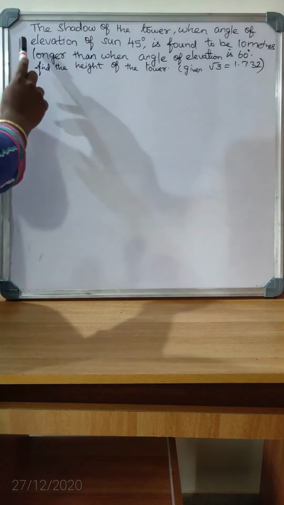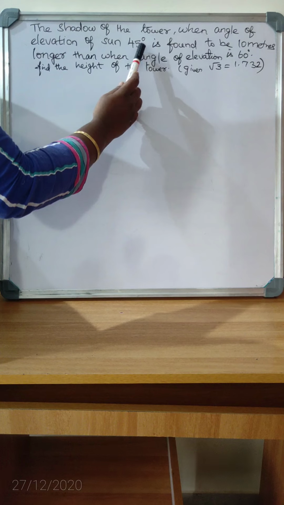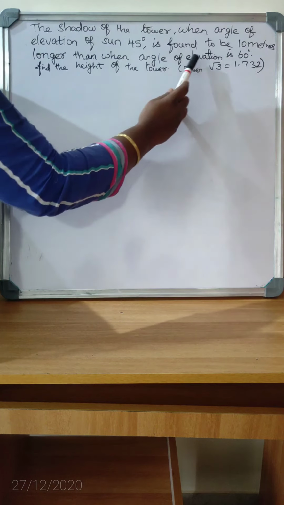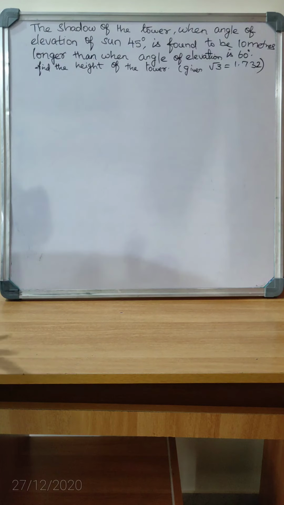The first question is: the shadow of the tower when the angle of elevation of the sun is 45 degrees is found to be 10 meters longer than when the angle of elevation is 60 degrees. Find the height of the tower. In heights and distances, the important thing we have to know is first the diagram. When we draw the diagram correctly, we can solve the sum very easily.